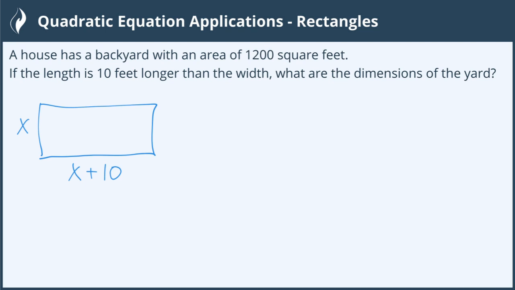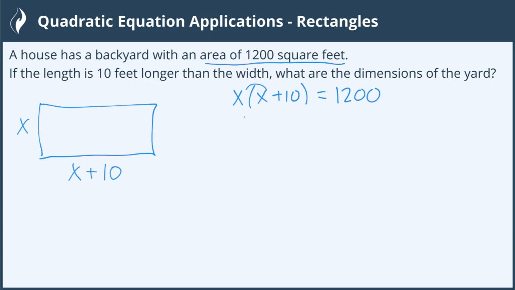The other thing that we know is that the area is 1,200 square feet. Well, if we're going to find the area of a rectangle, then we're going to take length times width. So that would be x times x plus 10. So that area is going to be 1,200 square feet. Now we just need to solve this equation.